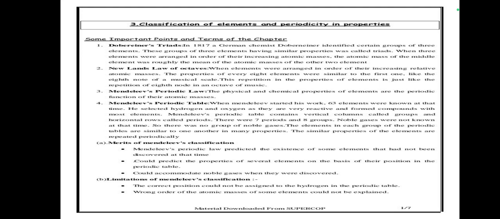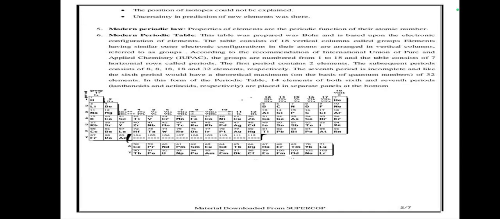Next point, limitations of Mendeleev's classification. The correct position could not be assigned to hydrogen in the periodic table. Wrong order of the atomic masses of some elements could not be explained. The position of isotopes could not be explained. Uncertainty in prediction of new elements was there.